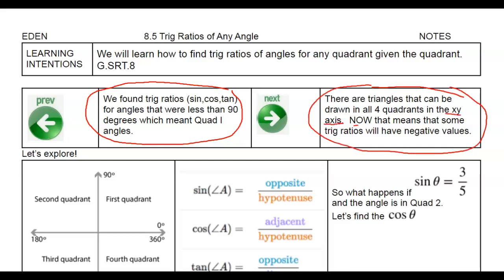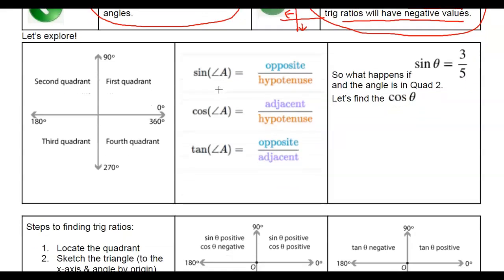So what that means is now, since we're moving it all around the xy axis, if we go to the left, we might have a negative value. If we go down, we might have a negative value. And so some of our answers will be positive, some will be negative, and you need to understand the difference of when, all right? So let's go ahead and just talk about some of the concepts.